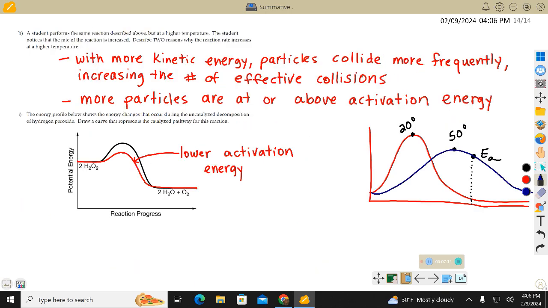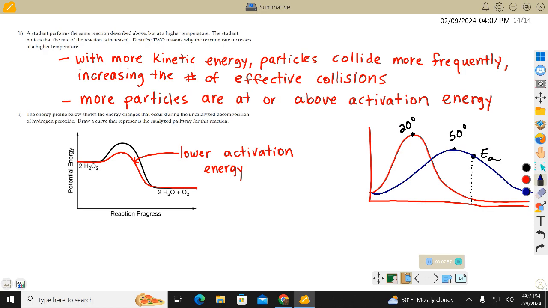And then the last 2, if the student performed the reaction at a higher temperature, 2 reasons why the rate would increase. We want one to have something about collisions. One reason is that when the particles have more kinetic energy, they're colliding more frequently. And so if there's a higher number of collisions, there should be a greater fraction of those collisions that are effective. Two, energy. We've got more particles with sufficient energy. It's like that temperature graph where I just made up temperatures like 20 degrees and 50 degrees. Well, at a higher temperature, there'd be more particles at or above that activation energy.